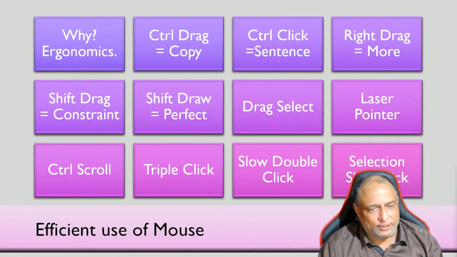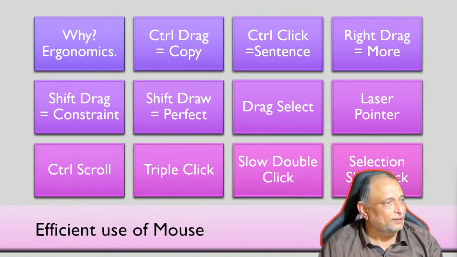Now another thing which is very useful is constraint. What do I mean by that? So let's say there are three shapes and they are now properly aligned. You can see the red lines which are appearing there. These are properly aligned. Fine.